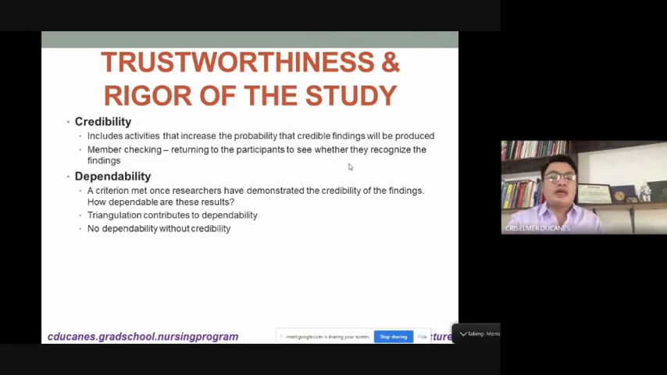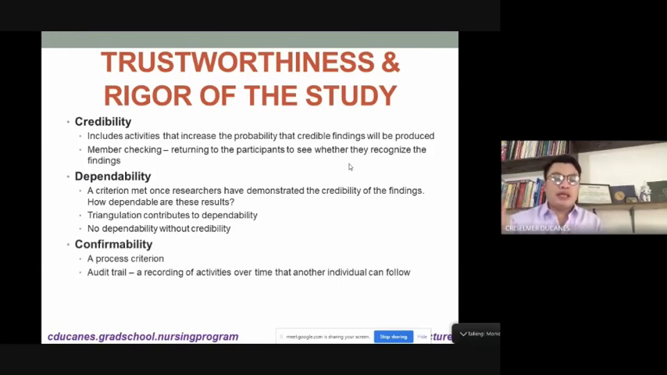Next is dependability. It is a criterion met once researchers have demonstrated the credibility of the findings. How dependable are these results? Okay, are your results dependable? So in order to help make the results dependable, you need to use the triangulation technique. The triangulation technique is when you use a lot of data collection methods, like interviews, like looking for documents, by way of observation, or by way of asking significant others related to the experience. That means you are actually making sure that your study is dependable. And remember, no dependability without credibility.